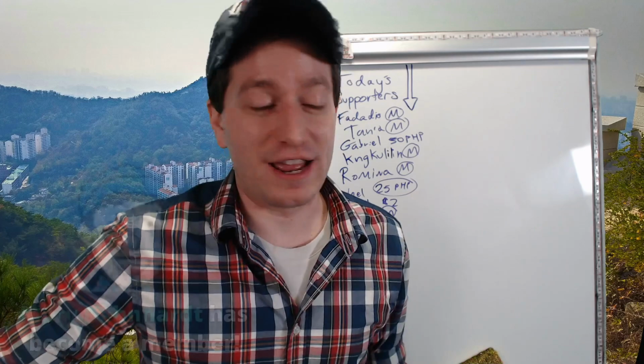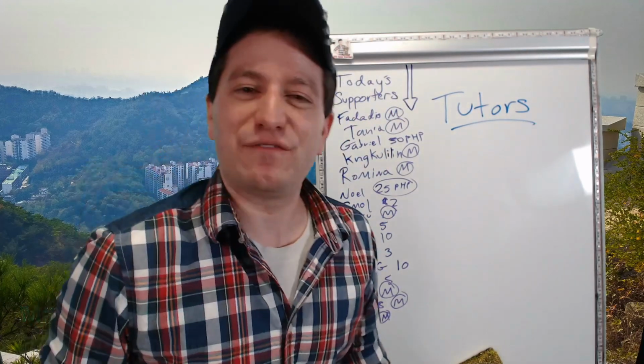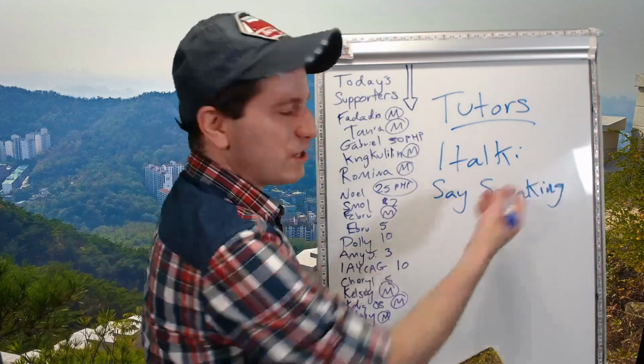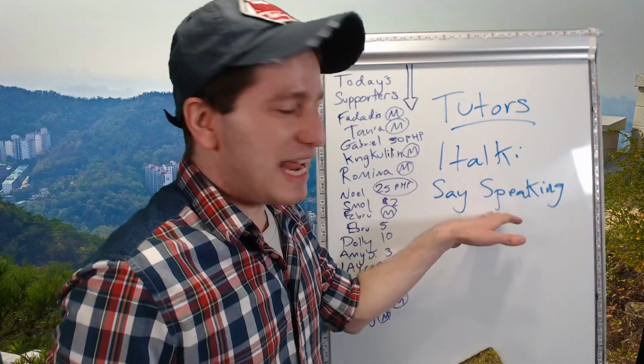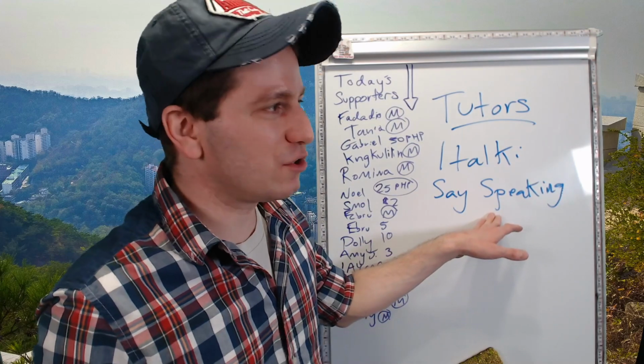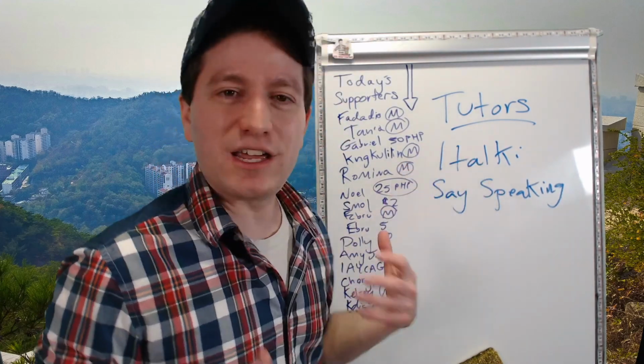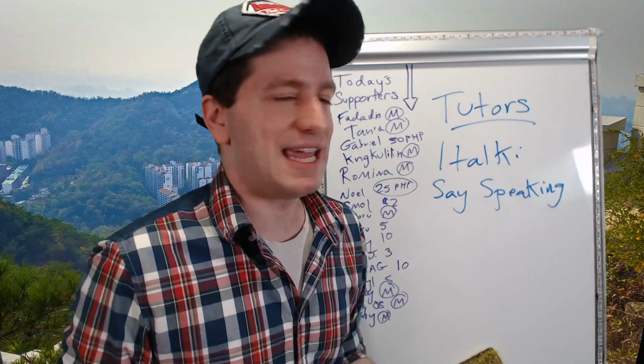How else do you get friends? Pay for a tutor. This can get very expensive. There are two websites, however. Italki, you can do community tutors. Say Speaking has retired Korean teachers with like 30 years of experience, but you pay for it. Italki community tutors can be as low as like $8 an hour.